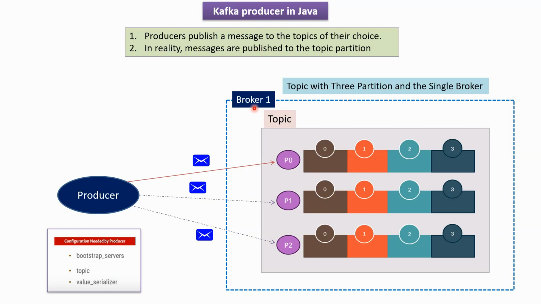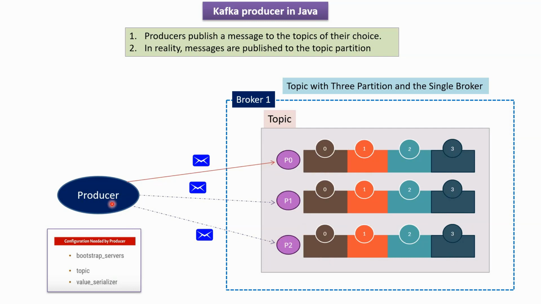Here you can see the Kafka broker. It has one topic, and this topic has three partitions: partition 0, partition 1, and partition 2. Here you can see the producer. The producer generates the messages and publishes messages to these partitions in a random manner.